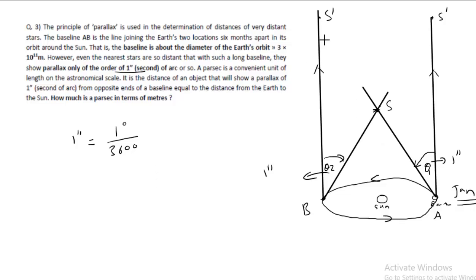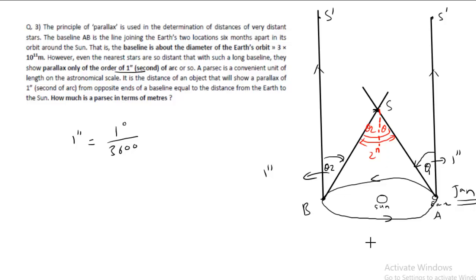Now both these lines of sight to S dash are parallel to each other because S dash is at the periphery of the universe. If I draw the parallel line to both lines of sight, this angle will be equal to theta 2, and this will be theta 1, and as both the angles are of the order of 1 arc second, this complete angle will be equal to 2 arc second.